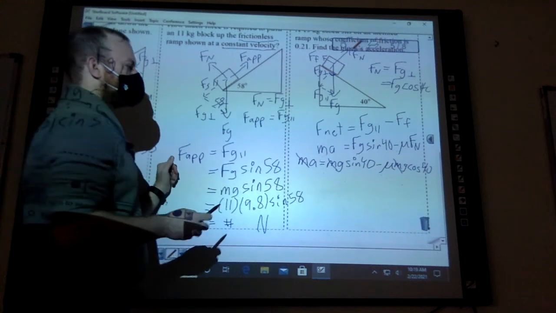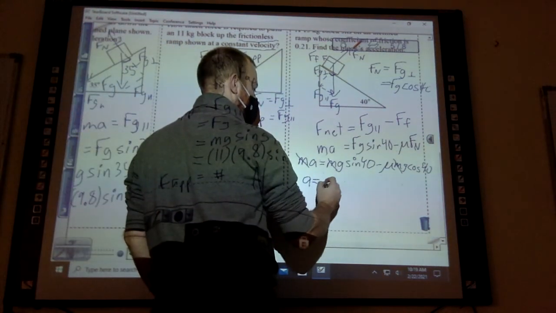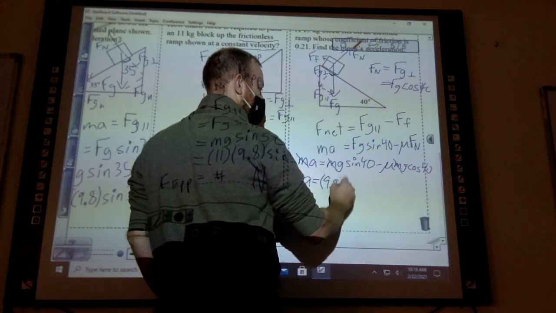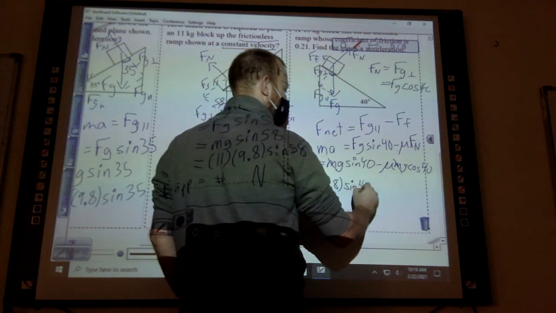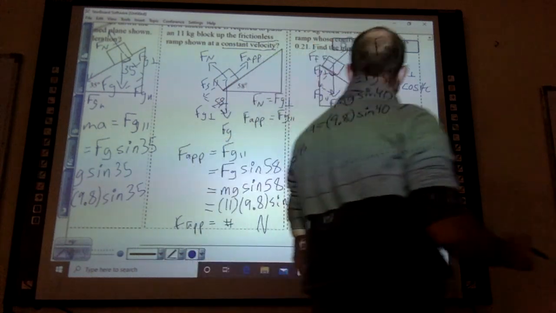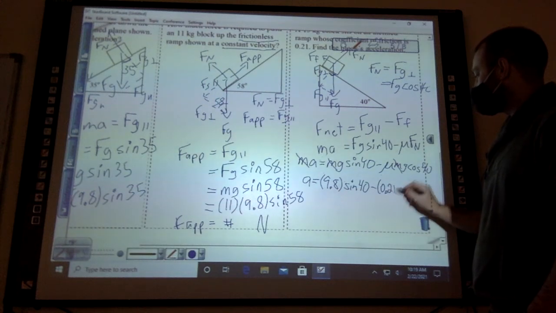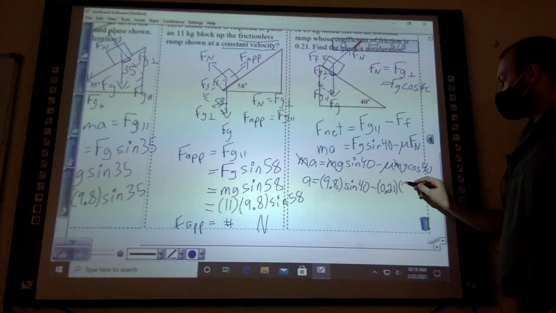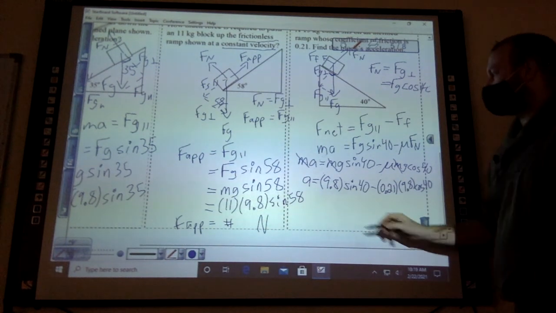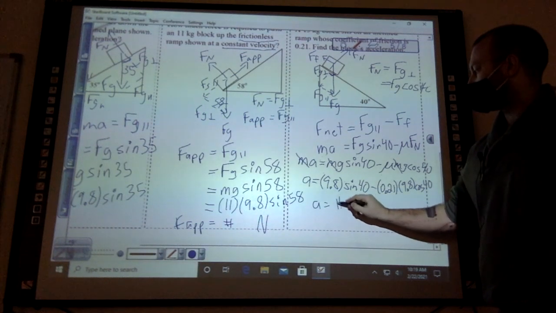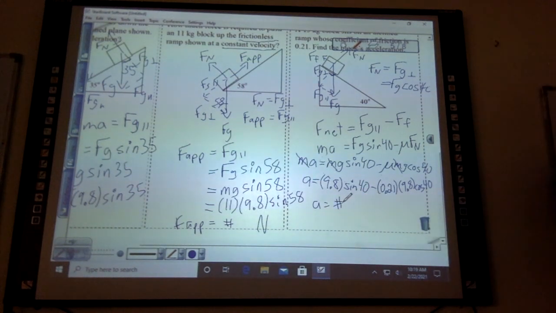So now you can solve this. Acceleration is 9.8 times sine 40 minus mu, which we said is 0.21, times g times cos 40. So again, once you get to this point, you're just plugging this all into your calculator, so you can get whatever your final answer is.